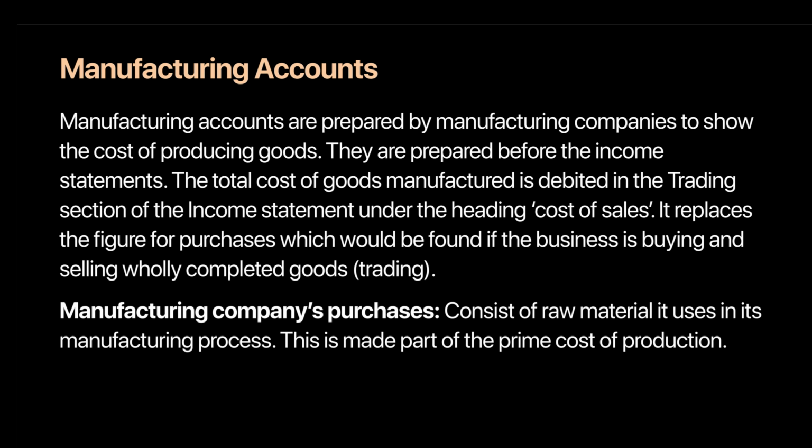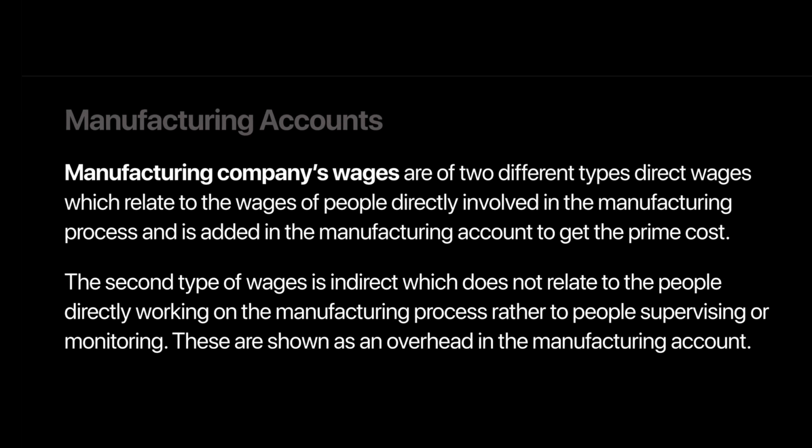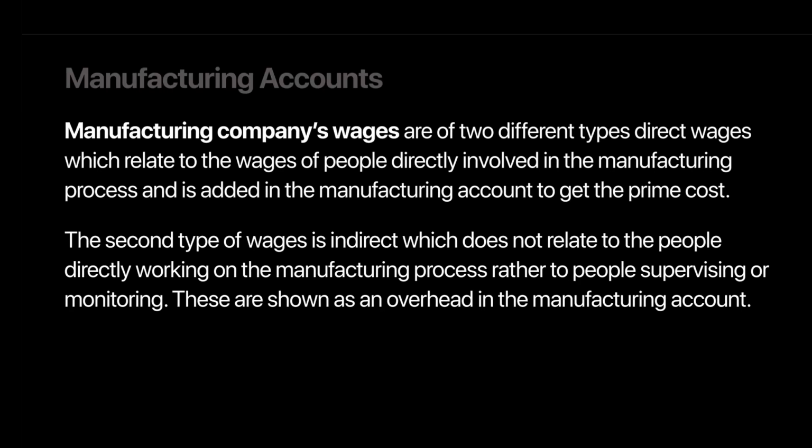This will allow us to also see what a manufacturing account will look like. We can start off with the company's purchases, which would be buying raw material. That is the first essential cost, and it becomes a part of your prime cost. After raw material, we know the next thing would be wages.